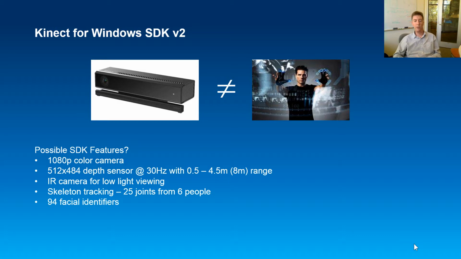Skeleton tracking has improved quite a bit. You're tracking not 2 people now but up to 6 people at any one time, and the number of joints from 20 up to 25. The new joints or locations on the body include the thumb and the tip of the hand, and also the number of facial features has increased from I think 80 to 94.